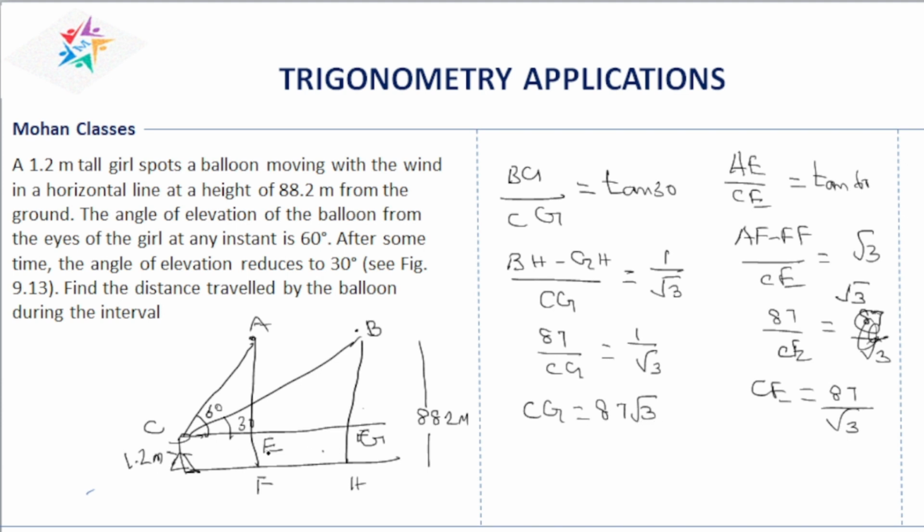Now CG, what we have to find out? We have to find out only EG, right? Distance of the balloon A and B. So that means we have to find out what is EG. EG we have to find out right here. EG is equal to what? This is our question. So EG is equal to CG minus CE, right? So CG is 87 root 3 minus 87 by root 3, correct? 87 root 3 minus 87 by root 3. What will you get?